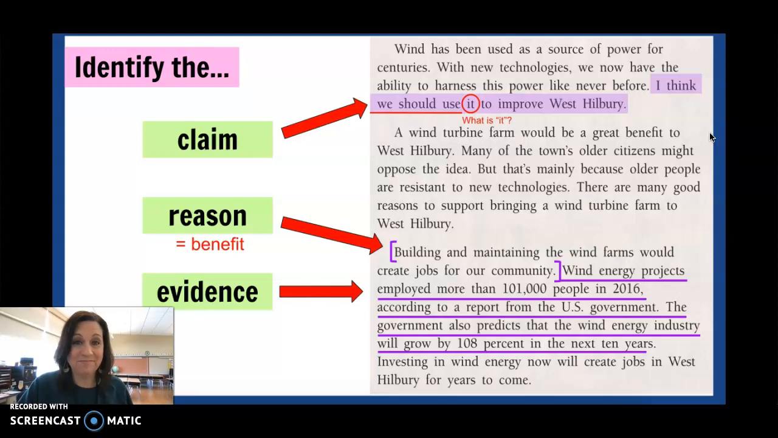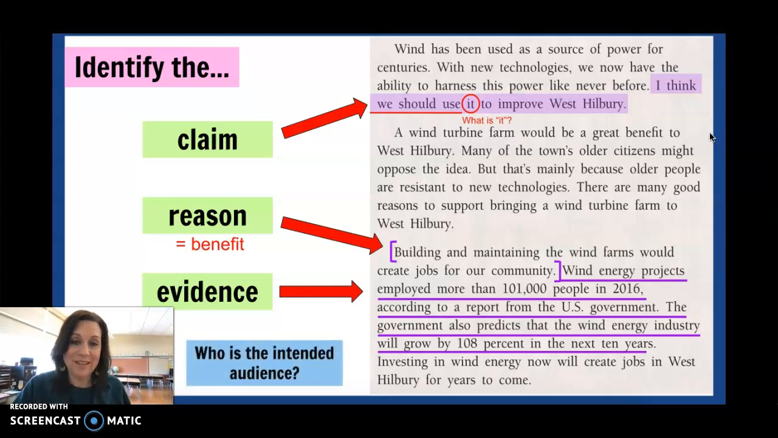Okay. So, who is the intended audience here? Yes, the people that live in West Hillbury. This author or this writer is trying to help to change the opinions of the people and saying, this is why this would be helpful. This is what it will do for our community. And the intended audience, of course, is the people in Hillbury, West Hillbury.